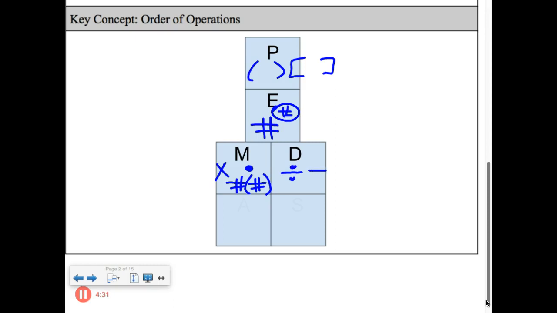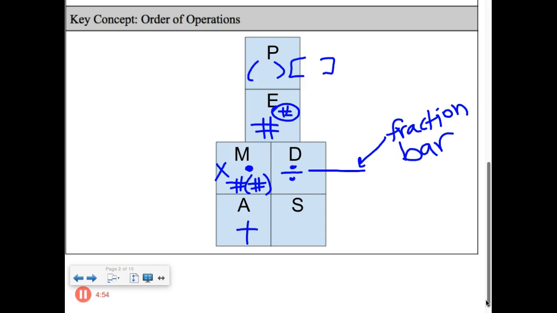And sometimes they'll use a bar. That is called the fraction bar, and we'll see that several times today. That also means division. Our last two in our order of operations are addition and subtraction. Again, they're next to each other because sometimes we're going to do subtraction before addition. And these are kind of boring. We just have a plus and a minus. Okay? All right. That looks good.